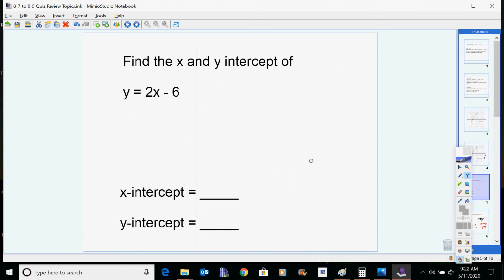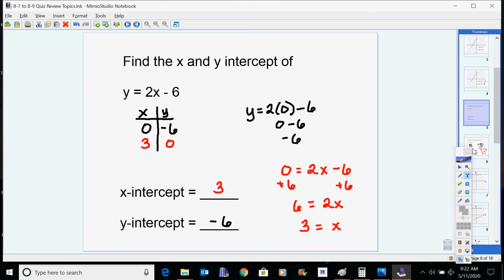Alright, finding the x and y intercept, even if you don't graph it, involves plugging in a 0 for the x in order to find the y-intercept and a 0 for the y in order to find the x-intercept. So it looks something like this. If you plug in a 0 for x and you solve it, you get a -6. So your y-intercept is a -6. The ordered pair 0, -6 would graph on -6.